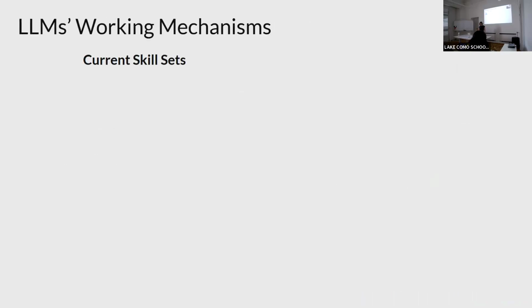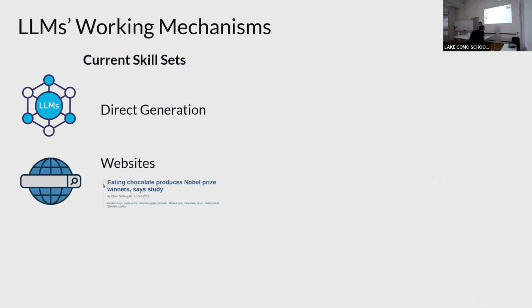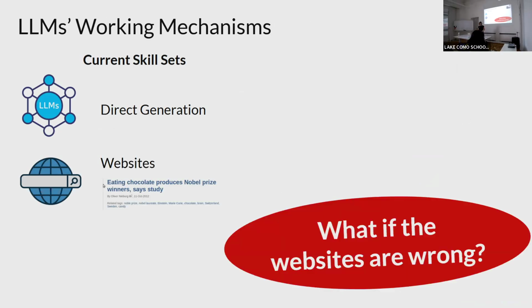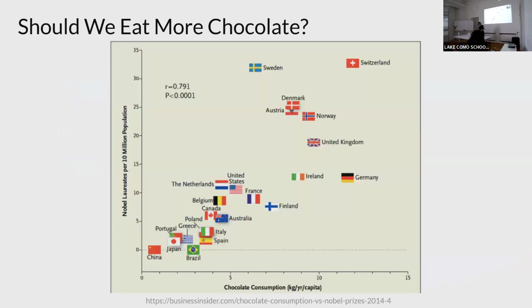So here the main spirit is that we see the current skill of very strong direct generation, amazing web search skills such as ChatGPT deep search, NotebookLM, and so on. And then it faces the problem that the websites can be wrong. And then the third skill is some basic data analysis skill. However, if we just, let's say, some researchers put in a CSV file of XY data and ask the model, does chocolate cause Nobel Prize winning?